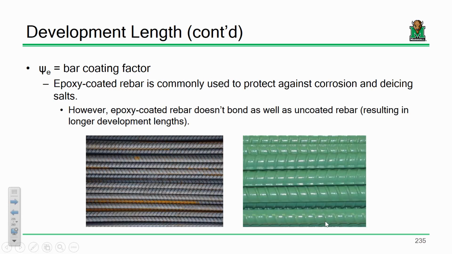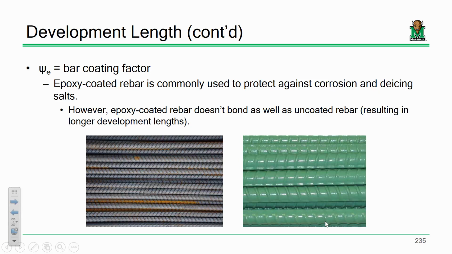Psi sub e is called our bar coating factor, but the reason it's called psi sub e is because it stands for epoxy. How many of you all have ever seen rebar that looks like this? That green looking rebar. So why do we do that? Like, why do we have this green? Is it painted green? No, it's like a plastic epoxy, like rubber coating.